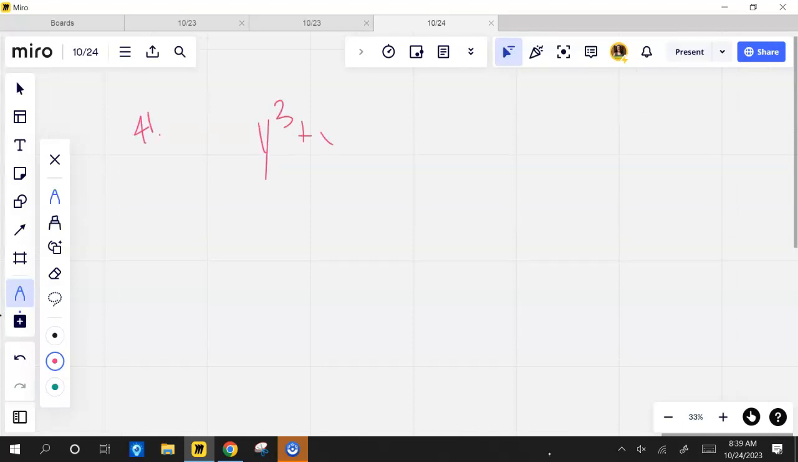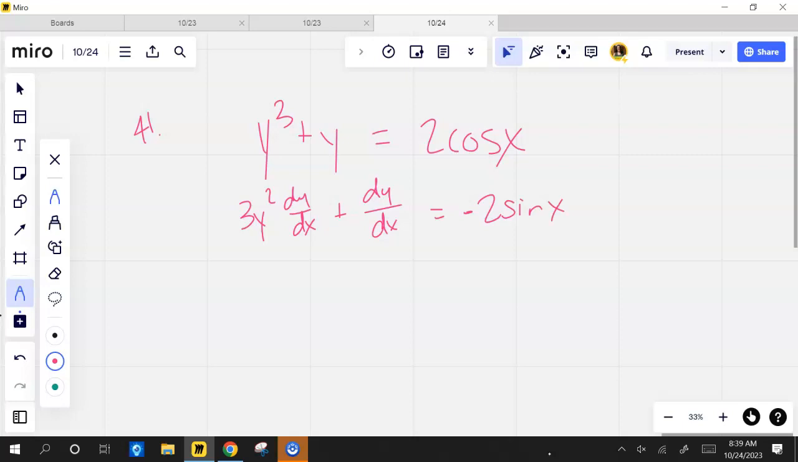41: y cubed plus y equals 2 cosine x. So a little implicit differentiation here, but it asks for the second derivative, so here we go. 3y squared dy/dx plus dy/dx equals negative 2 sine x. And I'm just going to manipulate this a bit and solve it for dy/dx.